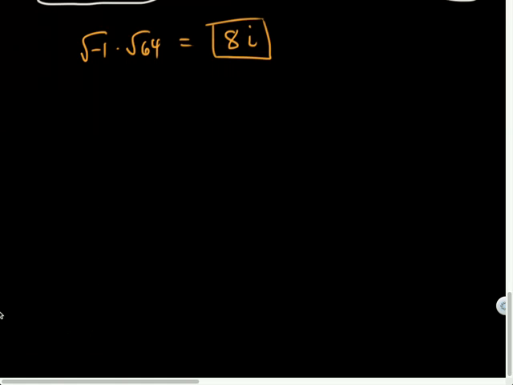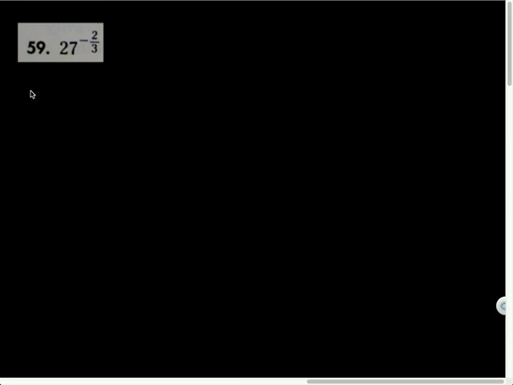All right, let's see. I think I've got 2 more questions I'm going to do real quick. Or was it just 1? I think it's 2. There we are. Here's 59. This said simplify. So 27 to the negative 2/3 power. What does a negative exponent do?